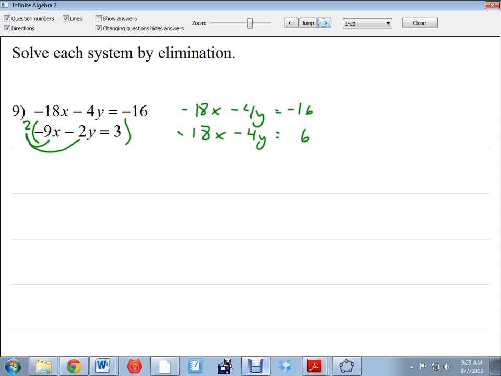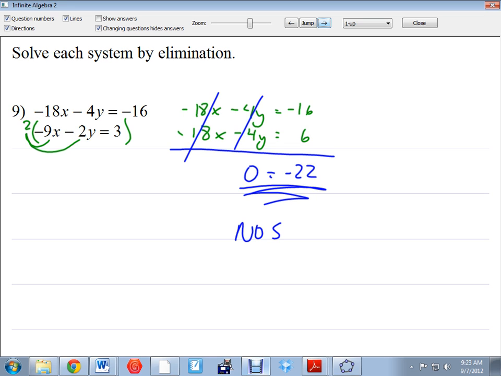Now when I do the subtraction, you should notice something. Negative 18 minus negative 18 will cancel. Negative 4 minus the negative 4 will cancel, leaving us 0 is equal to negative 16 minus 6. It really doesn't matter, this is negative 22. 0 equals negative 22. Well, that's interesting because I have no variables. I don't have any y's, I don't have any x's, I just have a number equals a number, which is not a true statement. So this is an example of no solution.